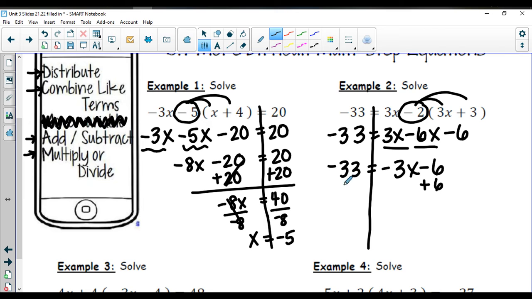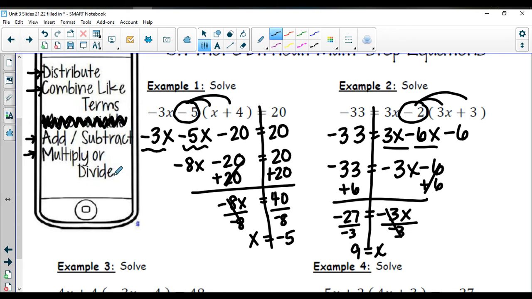I'm going to add 6 to both sides. Bring down my negative 3x on the right. Negative 33 plus 6 will give me a negative 27. Divide through by negative 3. And this gives me x is equal to 9.